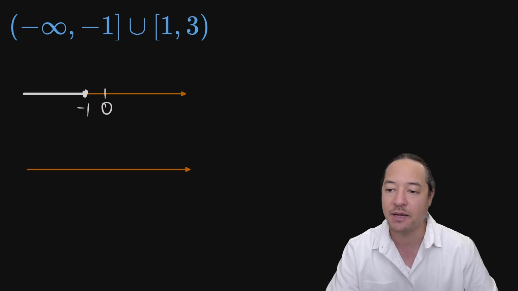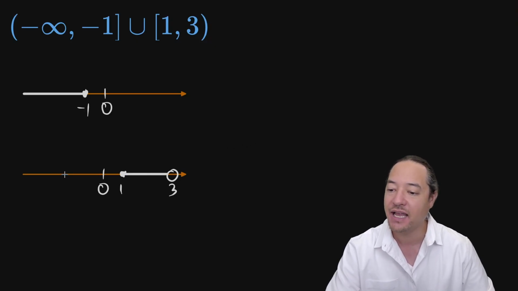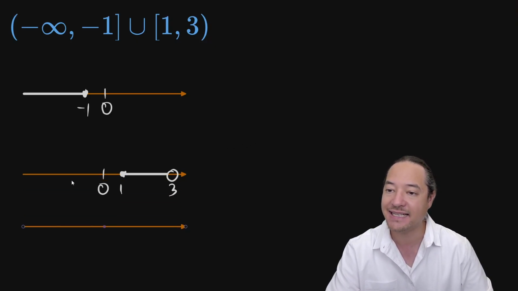And let's grab a copy here and let's take a look at the second interval. So once again, I'll mark my origin. Here we're going from 1 to 3. Okay, so let's mark that down. We're going to go from 1, that's a closed boundary, up to 3 with an open boundary. So it should be something like that. Okay, perfect. And then we want to finally get the union of these two intervals.